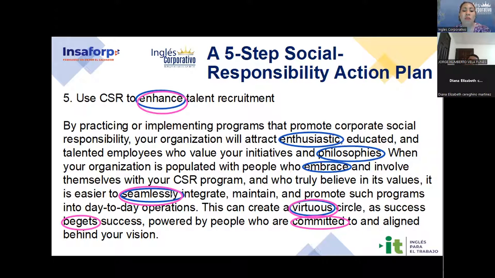Seamlessly means without effort. Without much effort. Just something that flows naturally. It doesn't feel like you're making much effort. Virtuous means to have high moral values, moral excellence. Beget is to cause something.